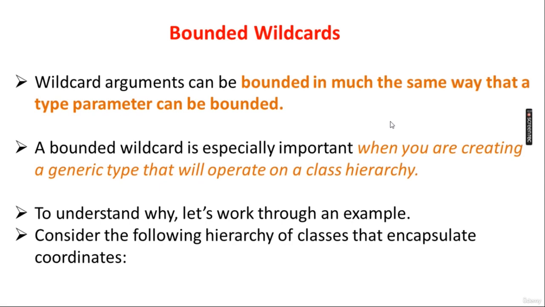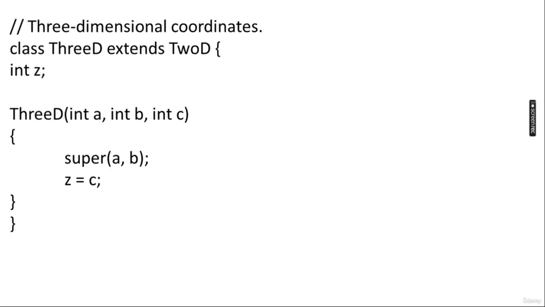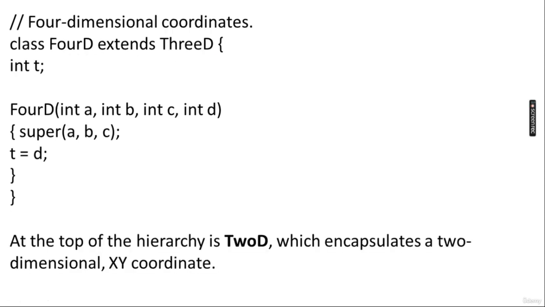We will see one example, and this example is a hierarchy of classes that encapsulate coordinates. Two-dimensional coordinates, class TwoD, integer x, y, a and b parameterized constructor is there. In TwoD, x is initialized with a, y is initialized with b. Then class ThreeD extends TwoD. So there is one more class, ThreeD. It will extend TwoD, integer g, and it is calling the super constructor for the base class constructor calling, and z is initialized to c.